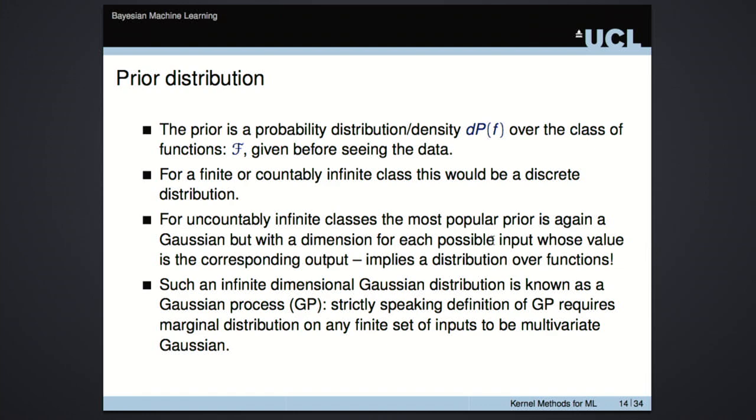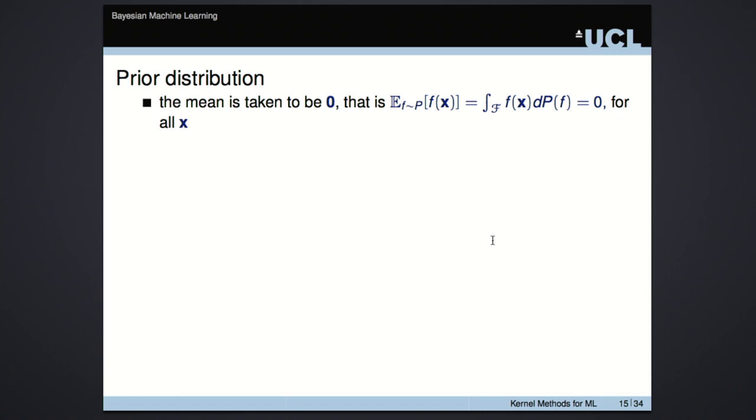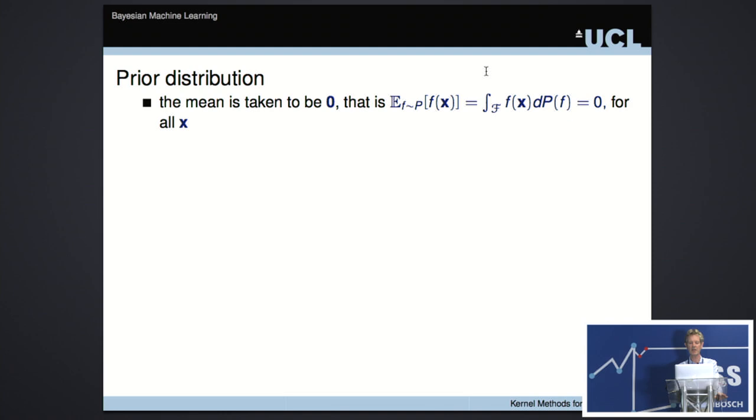And the properties that are assumed, typically we take the mean to be zero, so the expected value over the probability distribution over functions of f of x for any x, which is just this integral weighted according to this distribution, is going to be zero. So the prior expectation of any function output on a particular input is going to be zero.